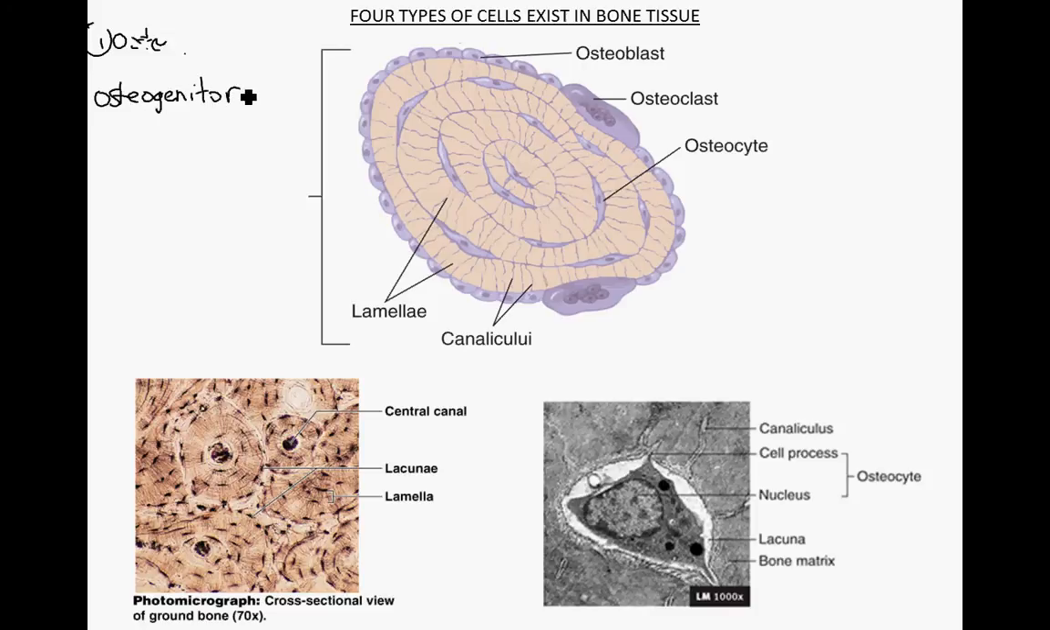The osteogenitor cells, or osteoprogenitor cells. These osteoprogenitor cells are stem cells that will give rise to, so when the cell divides, you have 2 cells, and this osteoprogenitor cell here will become another osteoprogenitor cell, but then will also become an osteoblast. It will give rise to this osteoblast, as well as give rise to osteoclast cells.